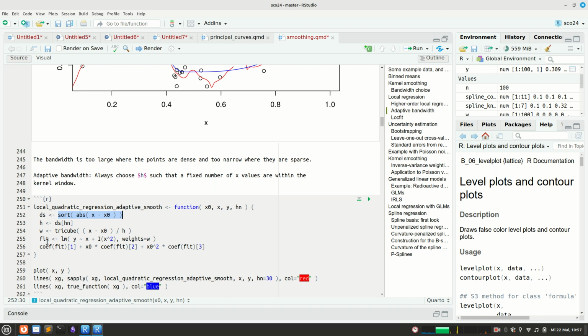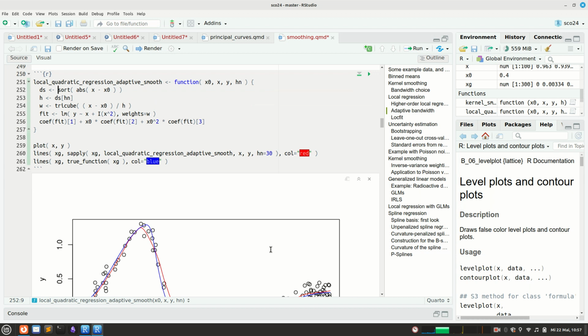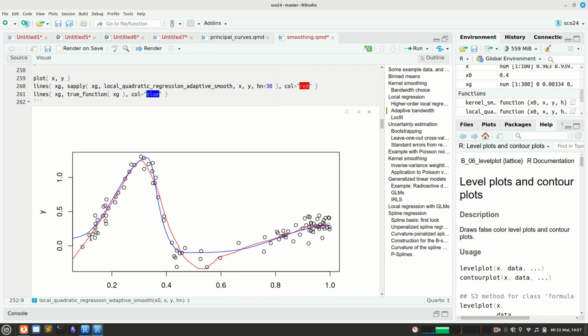And this is called adaptive bandwidth smoothing, where you just choose the width of the kernel such that it always covers a fixed number of points. In my case now 30. And if I do that, my fit looks better again. You see, now it's smoother. It's still maybe a little bit too wide here, but it sort of works.